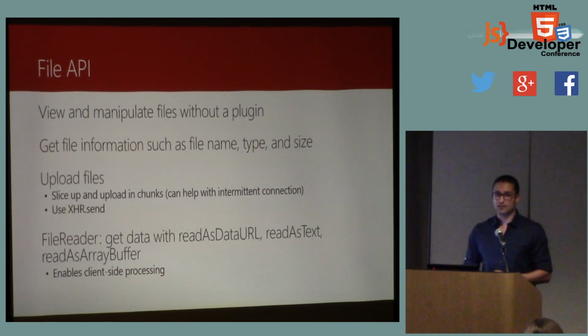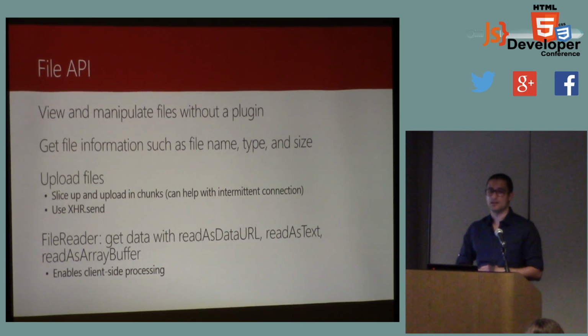There's also, as part of the file API, a file reader, which can get us data as a data URL, or we can read it as text or as an array buffer, which I'm going to show you in a demo a little bit. And it's pretty cool because it enables us to do some client-side processing. We don't have to actually push it up to the server, so we're able to do some of the things right in the client now.